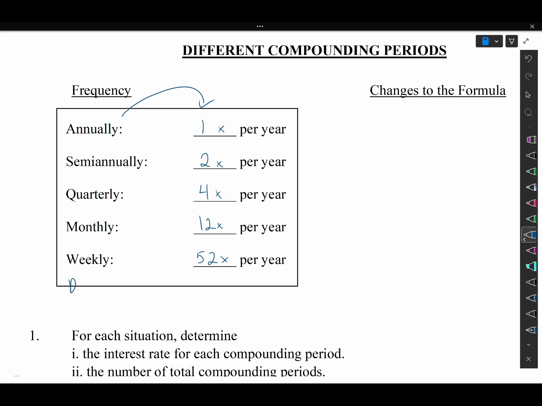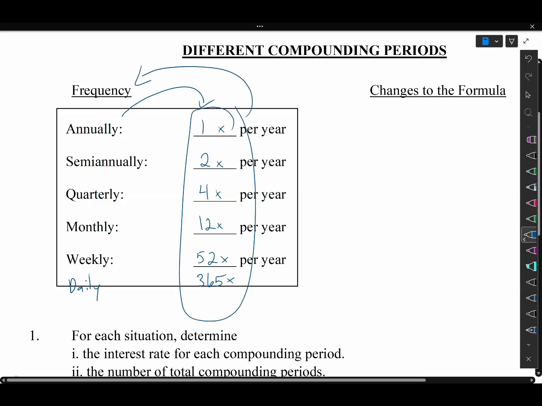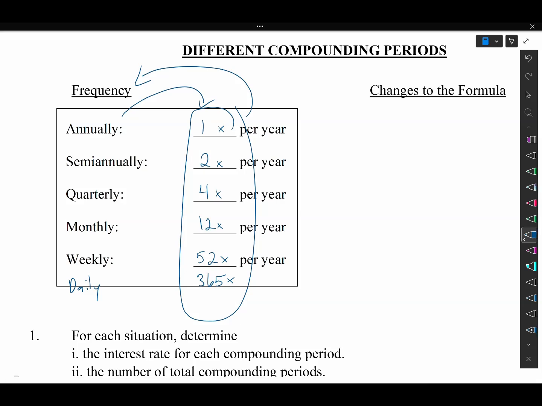We'll add one more here to the end. I wish I'd included it already. I did not. If something happens daily, then it happens 365 times per year. Fantastic, nice and easy. These we would call frequencies. A frequency is how often something happens, how frequently something happens, right? So our frequency for annually would be once, or semi-annually, twice, etc.